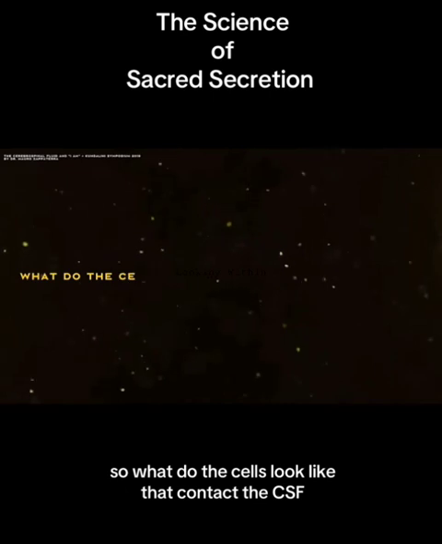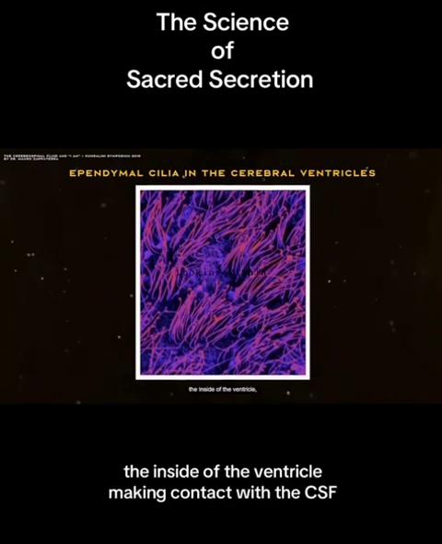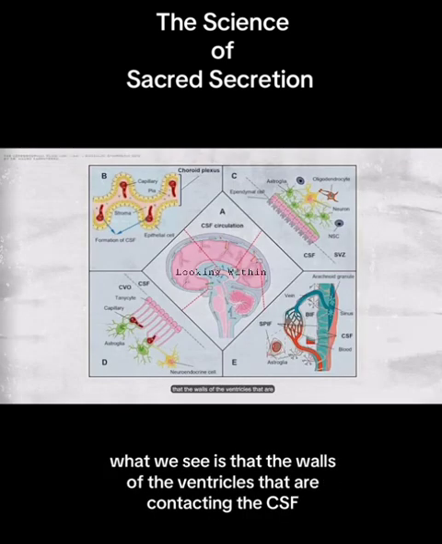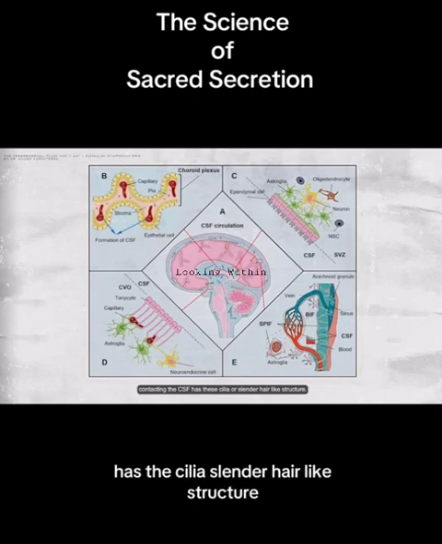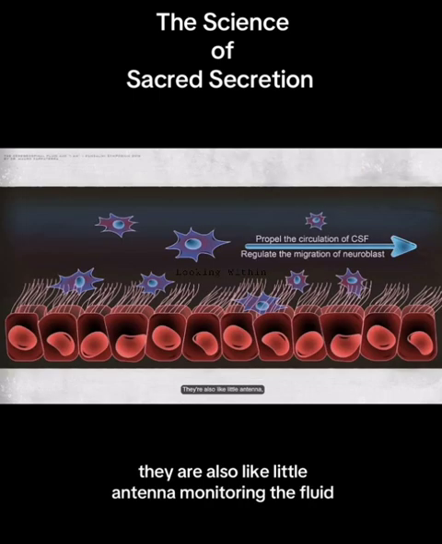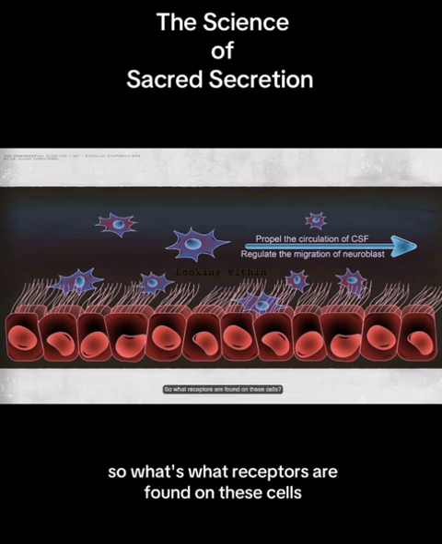So what do the cells look like that contact the CSF? Well, this is a scanning electron microscope image of the wall of the ventricle, the inside of the ventricle making contact with the CSF. What we see is that the walls of the ventricles that are contacting the CSF have these cilia, or slender hair-like structures. The cilia can beat to actually create fluid movements. They are also like little antennae monitoring the fluid that have receptors on them to pick up information in the cerebrospinal fluid. So what receptors are found on these cells?